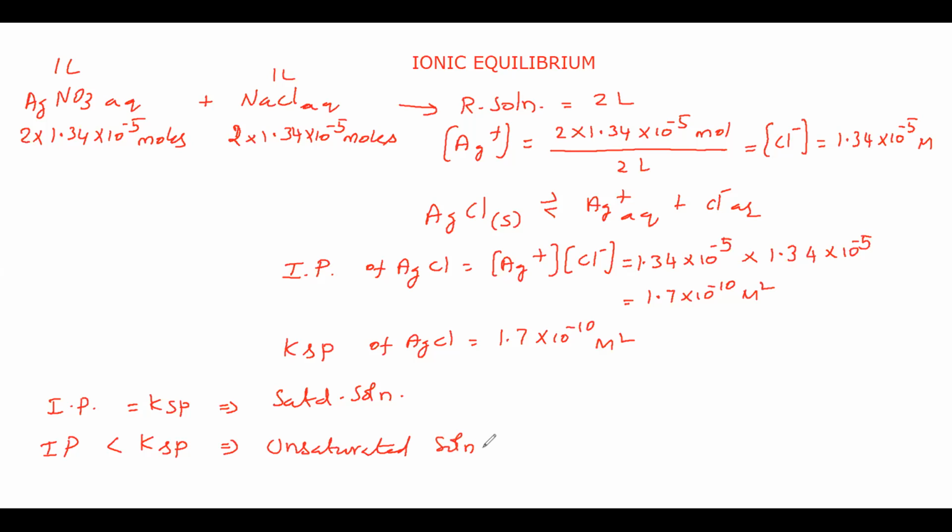Unsaturated solution means the solution is able to dissolve still more amount of salt. Saturated solution means this solution has enough dissolved salt; it is unable to dissolve any more salt. That is called a saturated solution. Now we got ionic product equal to solubility product. That means the resultant solution is a saturated solution.